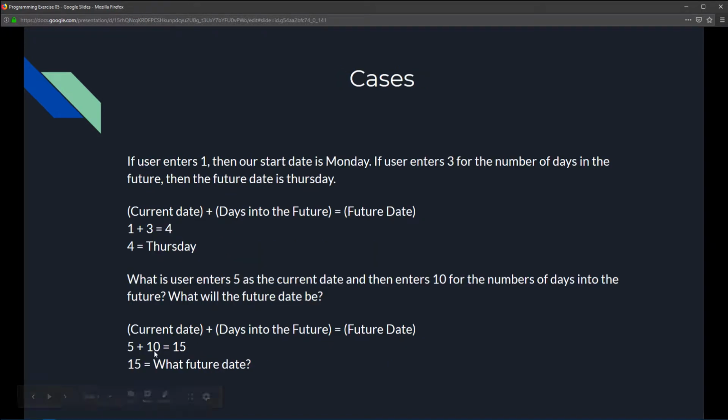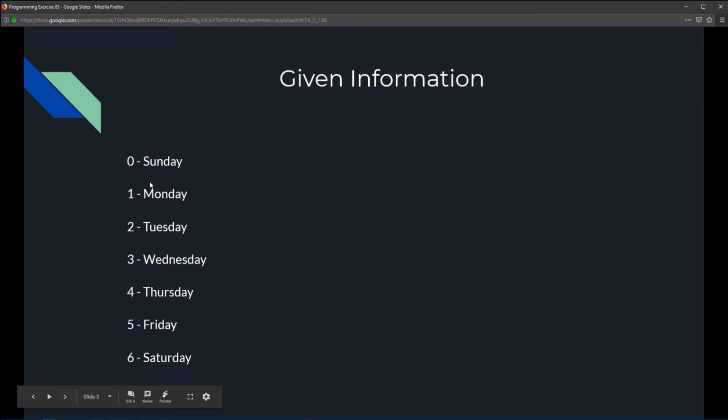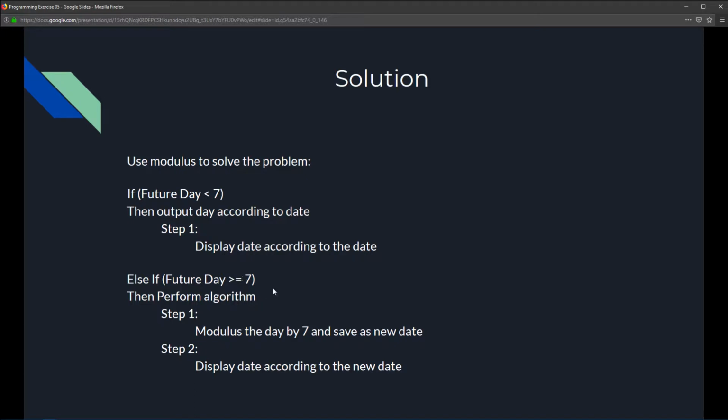So let's take this 10. 10 mod 7, what is that? Well, the remainder is 3. So then it'll be 5 plus 3, which is 8. So that doesn't really work as well. So what if we just mod the whole thing? We add it together first, 5 plus 10, and then we mod it by 7. 15 mod 7 is 1. And we go back, oh look, 1 is Monday. That is correct.